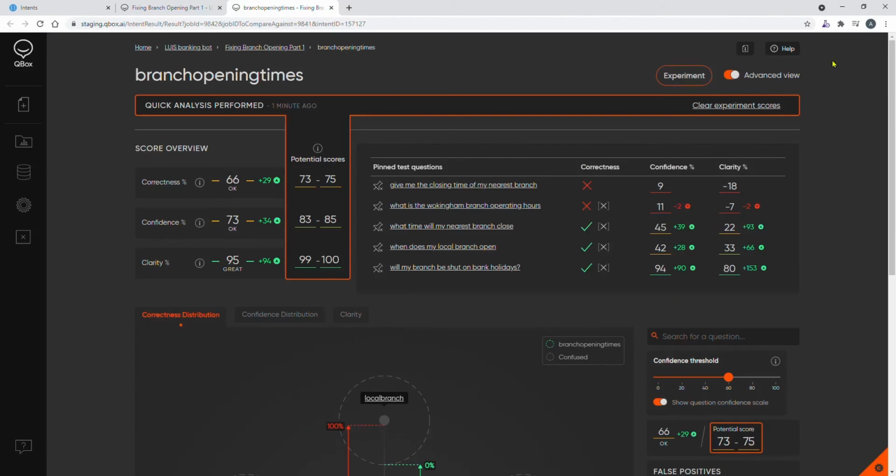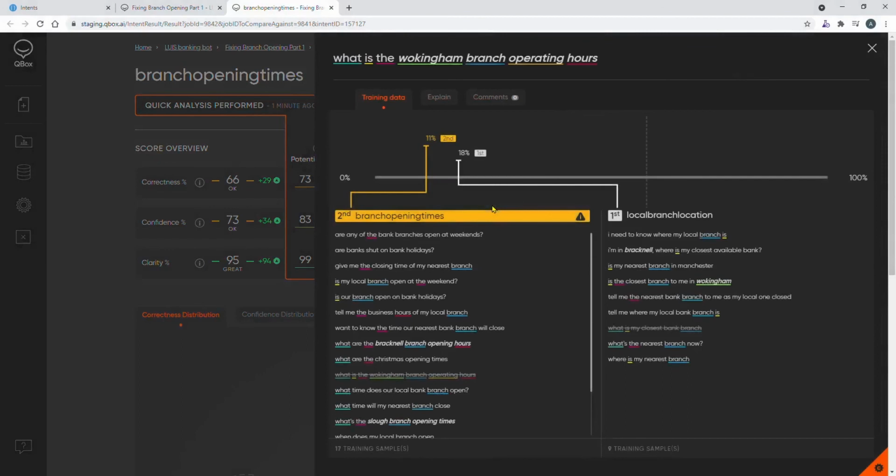Let's look at the last incorrect utterance. What is the Wokingham branch operating hours? So this is 18% confident of the incorrect intent, the same one, and my correct intent is second place with 11%. So looking at the highlighted words, this indicates that branch is perhaps the influencer here.